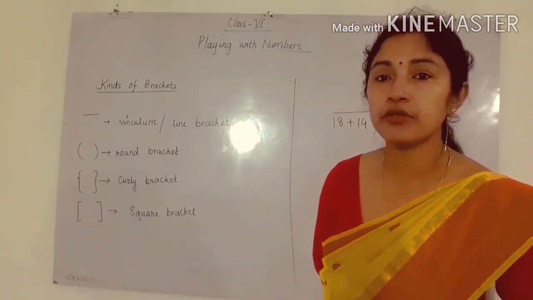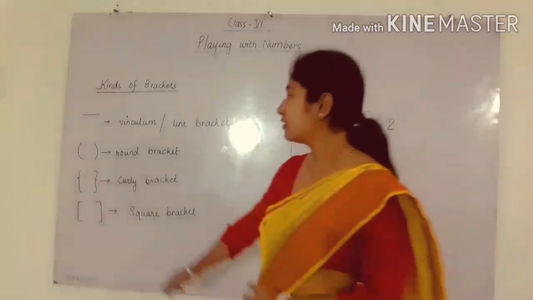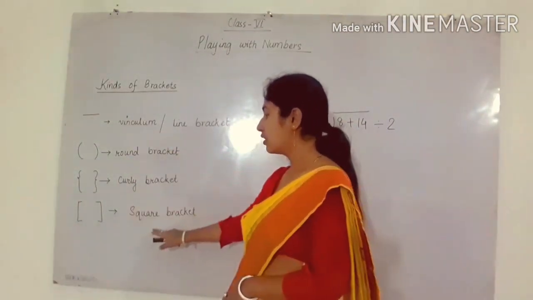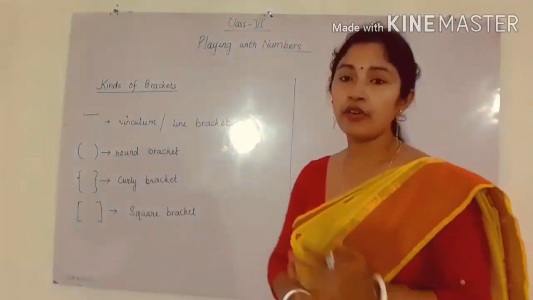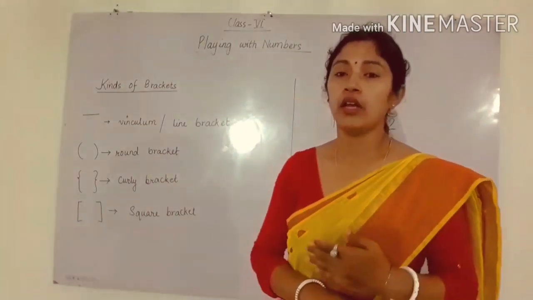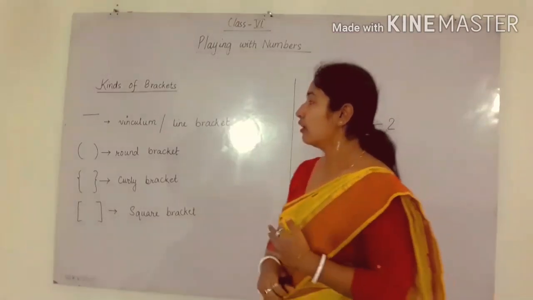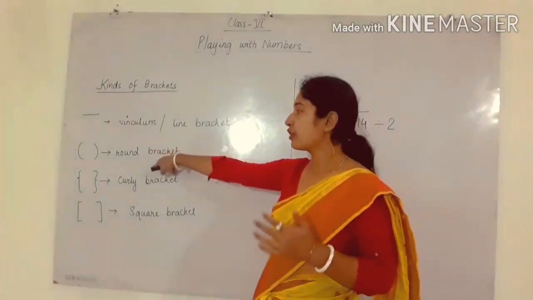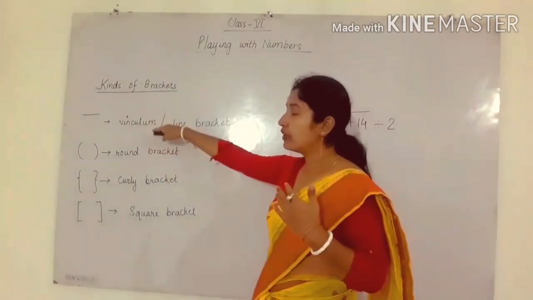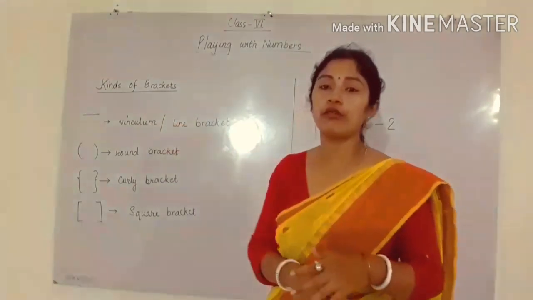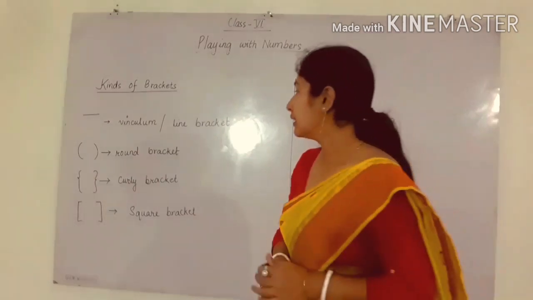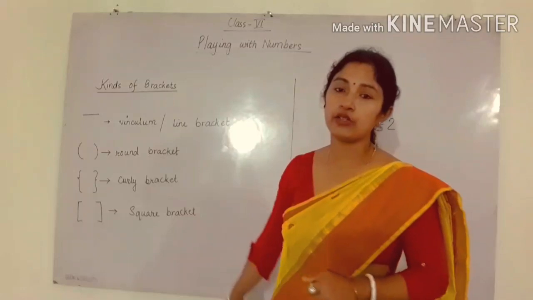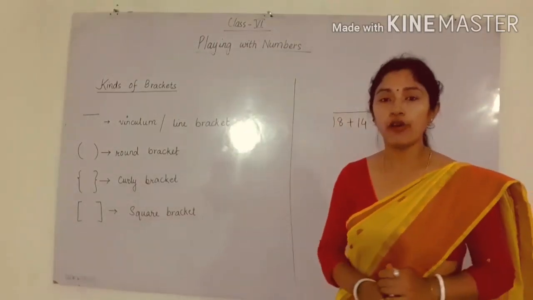There are 4 types of brackets. First one is thin column, second is round bracket, third is curly bracket, fourth is square bracket. And I have written them in an order. That means if thin column bracket and round bracket both are present in an expression, you have to go to thin column first. First you solve the thin column bracket, then round bracket, then curly bracket, then square bracket. So this is the order you have to follow.